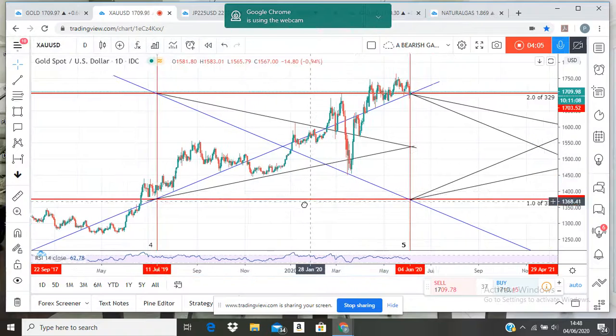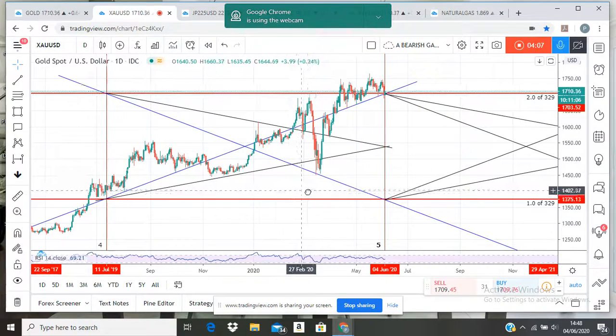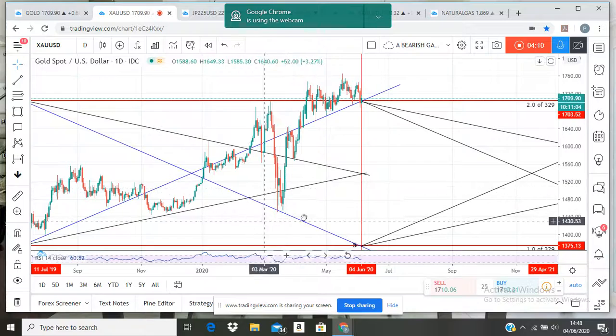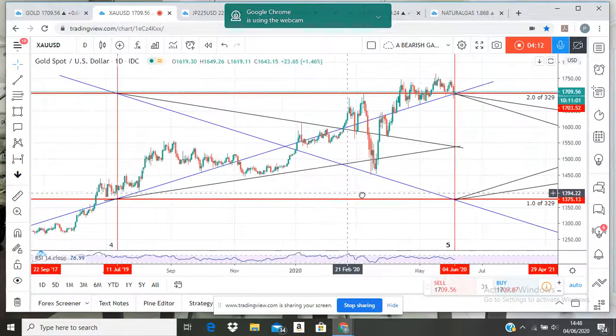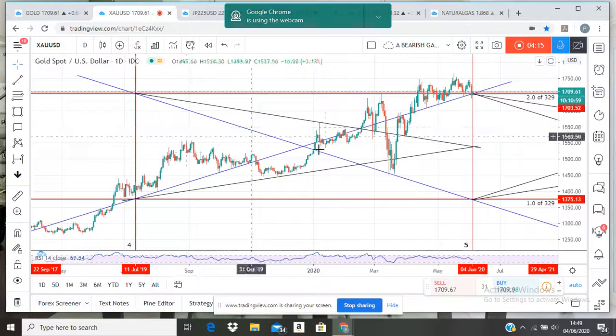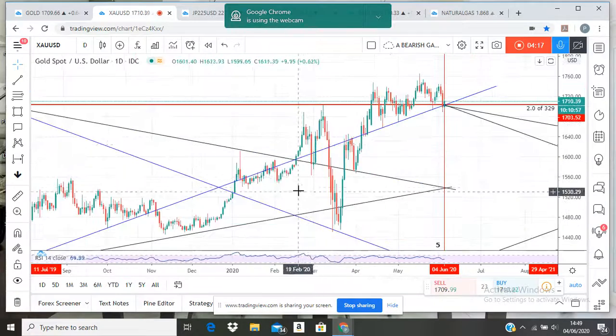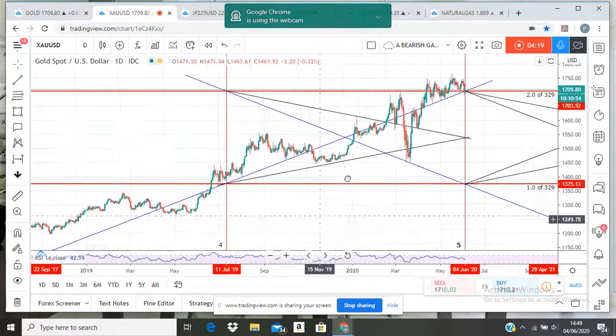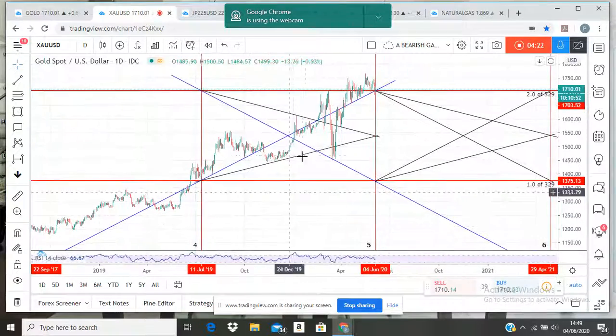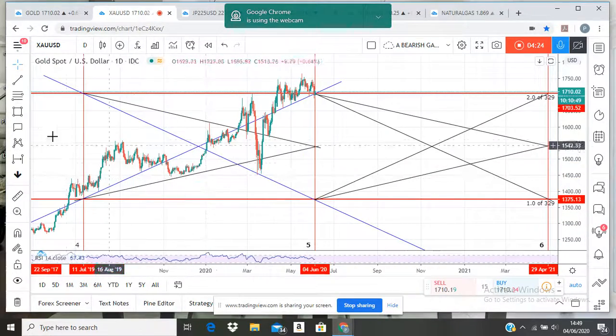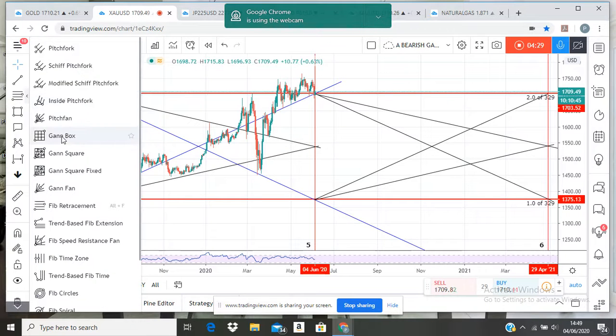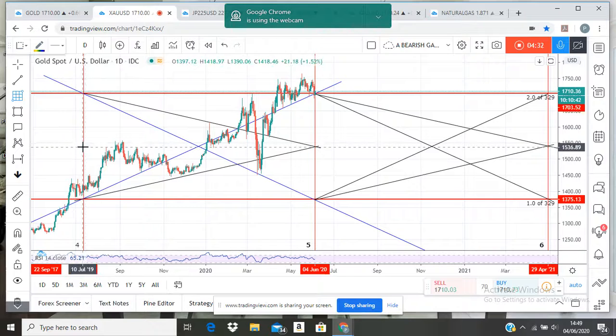Actually, there are other lines or other angles we can draw, but I don't like this two-dimensional view. It doesn't make it look like a square. It expands the whole thing, but I'll try my best. Now the next thing we can do, we can use the Gann box to check the divisions in that square. I'll draw it. I want to see the whole square, so I'll draw through the whole square.